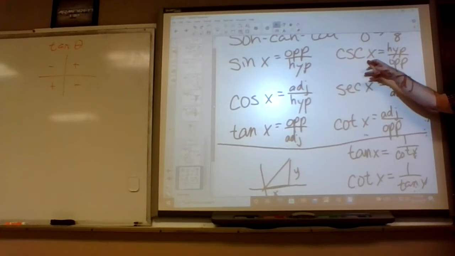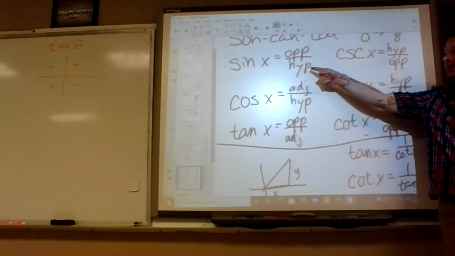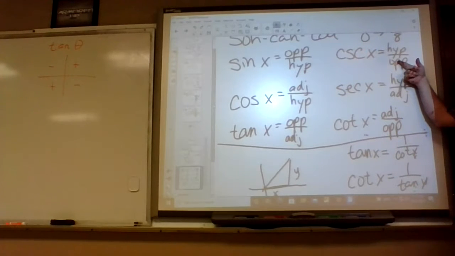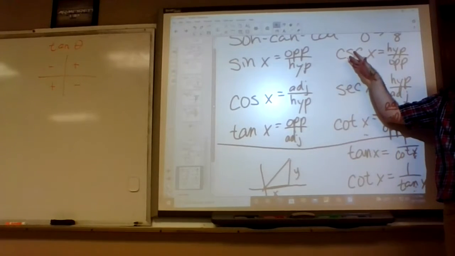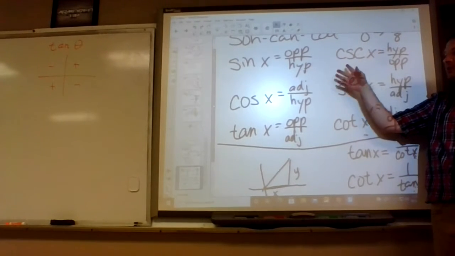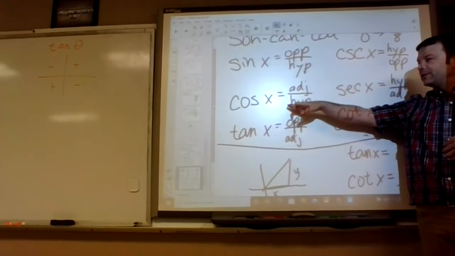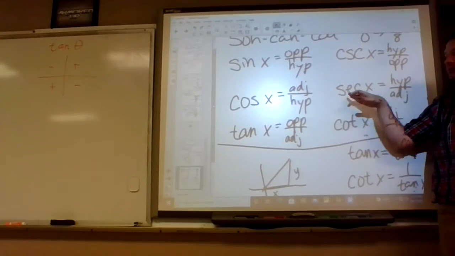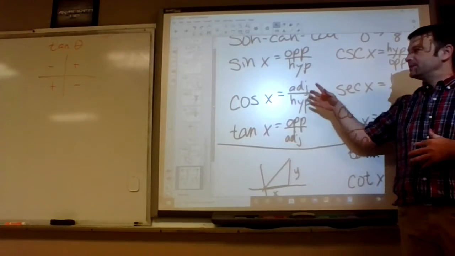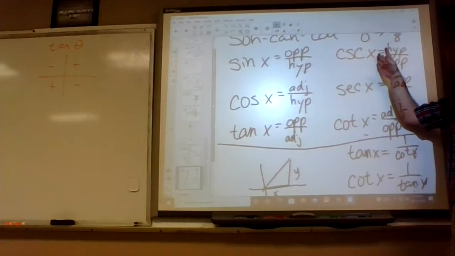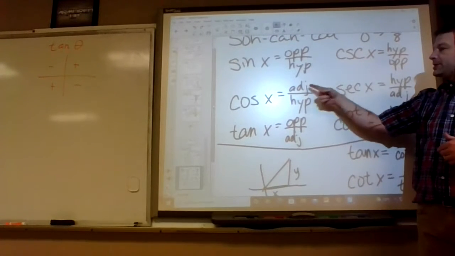Even though cosecant is the reciprocal of sine, it's still based on the hypotenuse and opposite. So it's still based on the y value, basically, the opposite. So it doesn't matter that they're reciprocals. Wherever sine is positive, cosecant is positive, and wherever sine is negative, cosecant is negative. Same thing with all these. If cosecant is positive, secant would be positive. If tangent is positive, cotangent would be positive. So as far as positive and negative go, they all match.